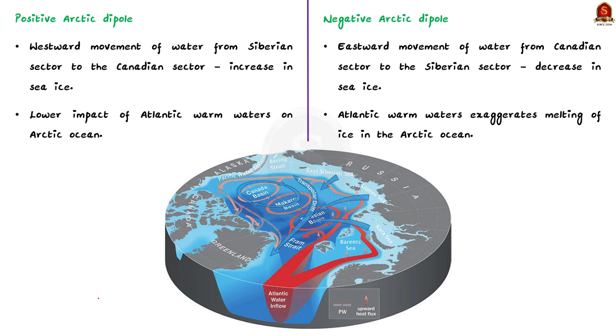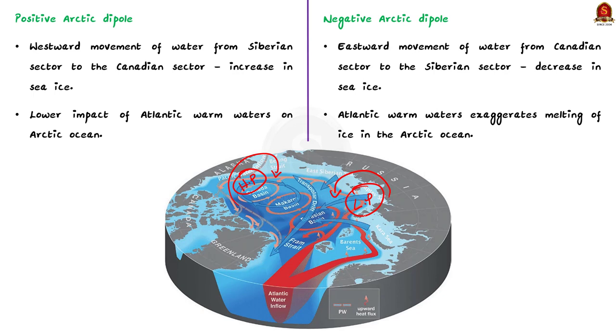The positive dipole is characterized by high pressure over the Canadian sector of the Arctic and low pressure over the Siberian sector of the Arctic. During positive Arctic dipole, the Canadian sector produces clockwise winds and the Siberian sector produces counterclockwise or anticlockwise winds. This change in wind pattern drives the upper ocean currents from one place to another.